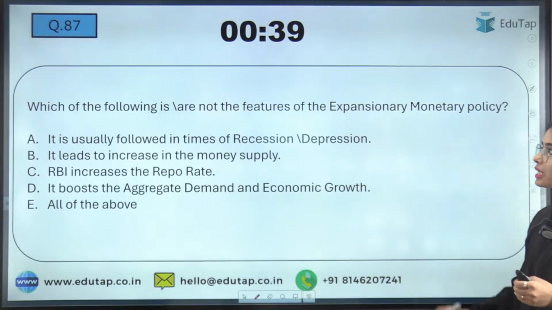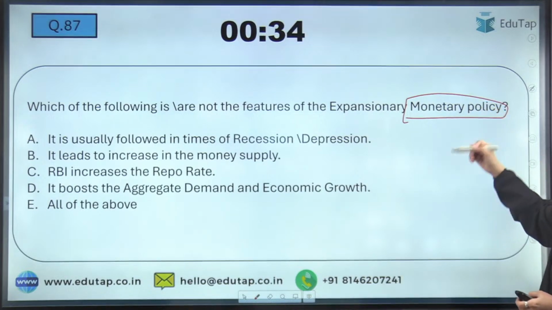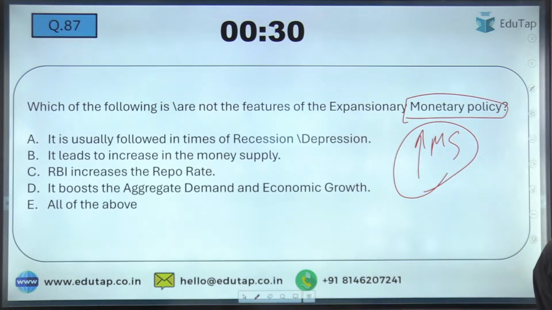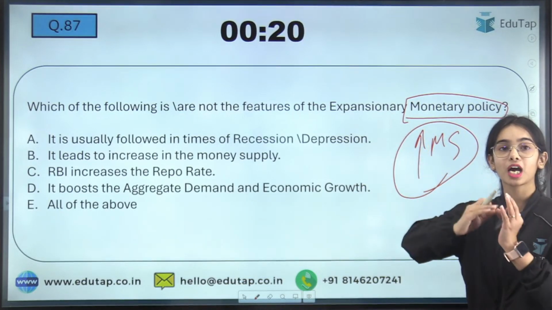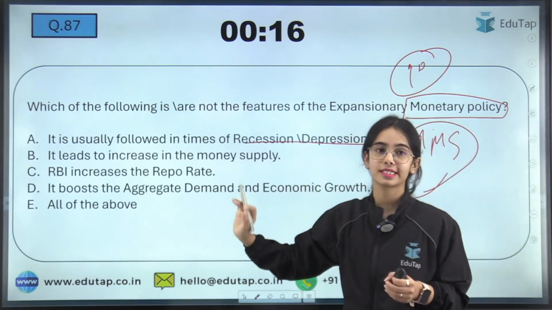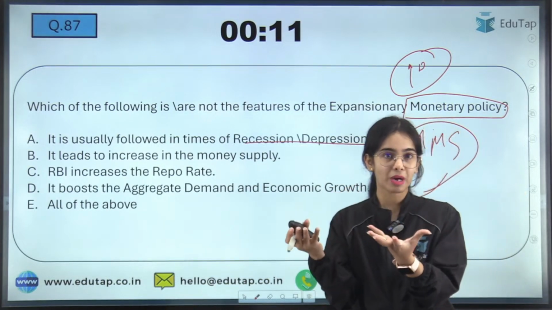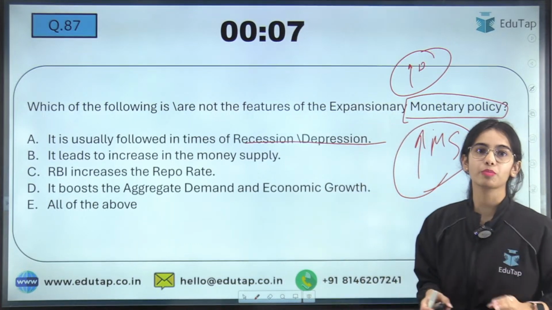Next is, which of the following is or are not the feature of expansionary monetary policy? Expansionary monetary policy means RBI is trying to increase the money supply. So try to answer this question now. RBI will be doing the expansionary monetary policy, increasing the money supply, when the RBI wants to increase the demand. Usually this is followed during recession or depression, where the RBI has to increase the money supply so that the demand can increase in the economy. Like during the COVID situation, we used this expansionary monetary policy.